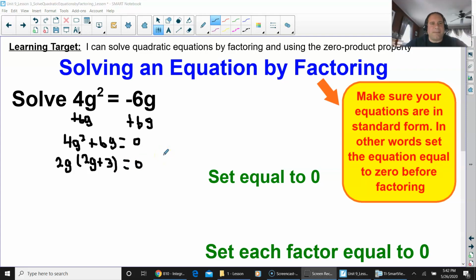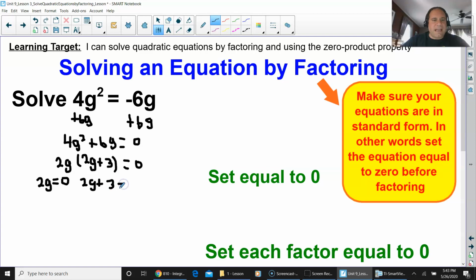Take a look at what happens. Now, you might be stuck. You're like, well, I'm supposed to make each equation equal to 0, and I don't know what to do. Well, this is one term right here. So I'm going to put 2g, and 2g, remember, equals 0, because this has to be 0 or this has to be 0 to be equal to 0, right? And then I have 2g plus 3 equals 0.